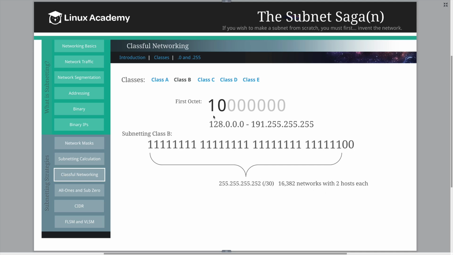And of course, all of those are going to be within the designated range of the Class B network, which gives us a little more than 65,000 IPs to work with.